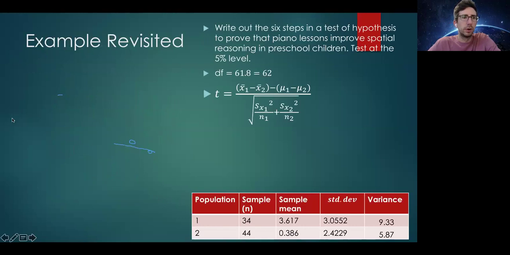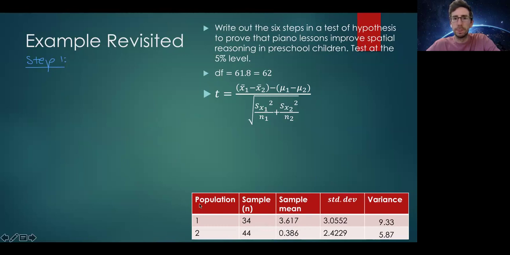Okay, so let's just jump right into an example. It's going to be very similar to things we've worked previously. We're revisiting our example about the students who have taken piano lessons, and their spatial temporal scores compared to another group.